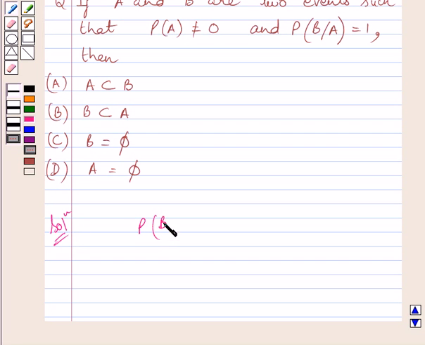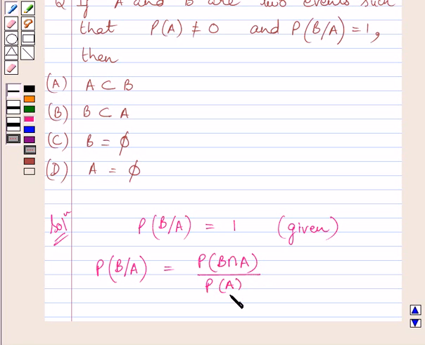Now we are given probability of B when A has occurred is equal to 1. We also know that probability of B when A has occurred is equal to probability of B intersection A upon probability of A. We know this is the conditional probability. And according to conditional probability, probability of event B when A has occurred is equal to probability of B intersection A upon probability of A, where probability of A is not equal to 0. Now we are given in the question that probability of A is not equal to 0. Clearly we can see here.